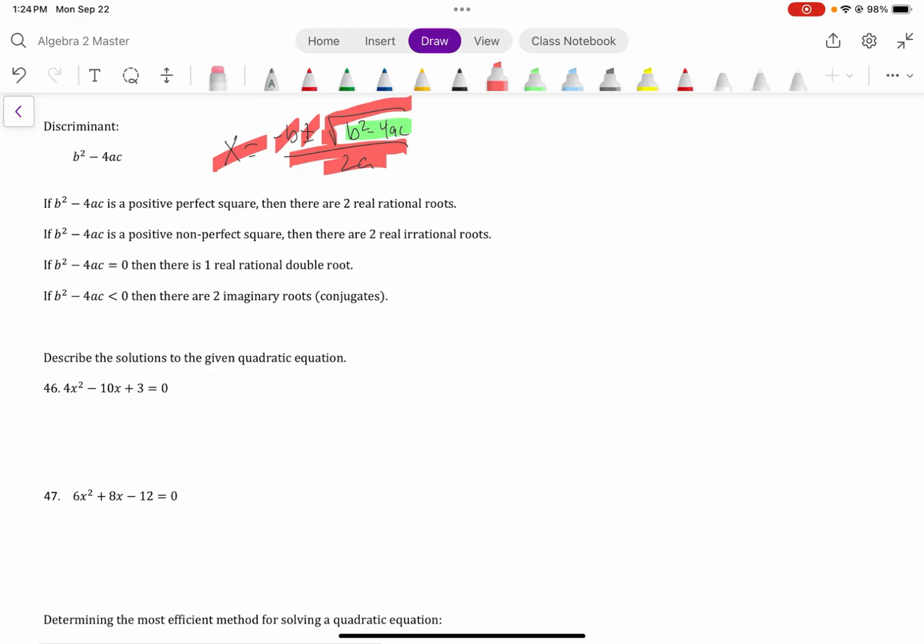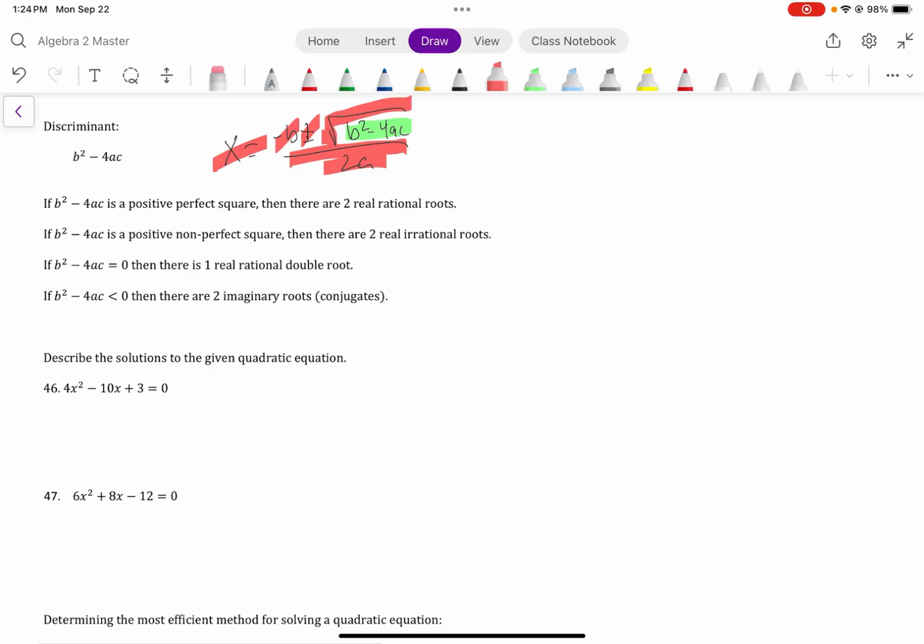But there are going to be 4 outcomes that are going to happen, potentially. If that is a perfect positive square number, you are going to have 2 real rational numbers. You're going to have x equals 5 and x equals 7 or whatever as your roots.